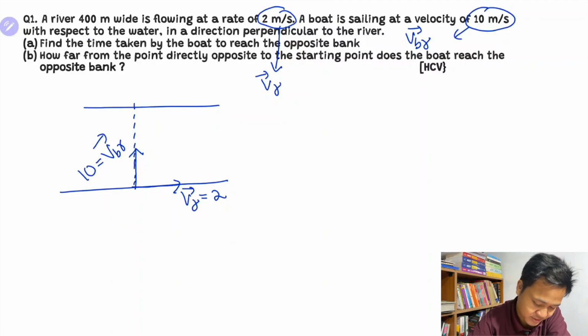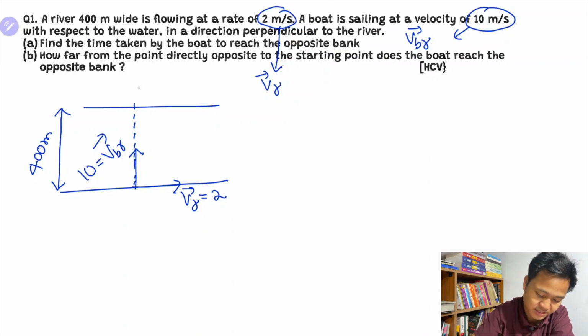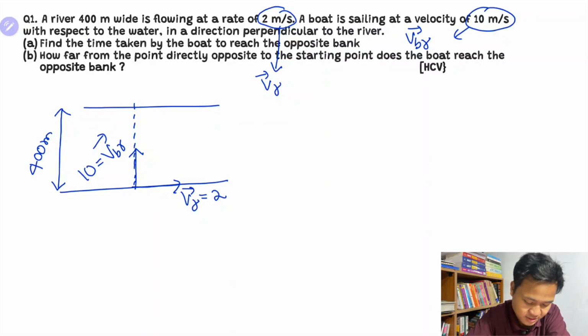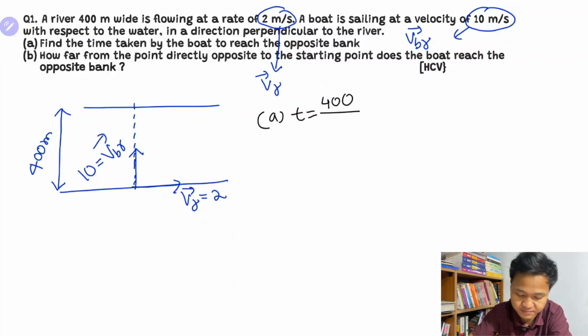The width is given as 400 meters, so the question is, what is the time? This is easy. Here you have one component of velocity along this side, which is 10, and the width is 400. As VBR is directly vertical, time will be simply 400 divided by 10. So the width is divided by the component of velocity along the vertical, which is 10. So this will be 40 seconds.